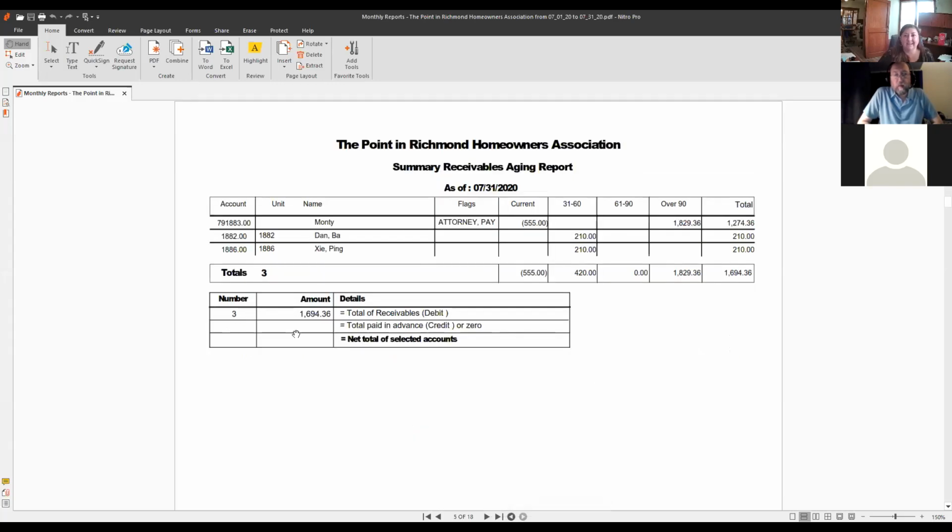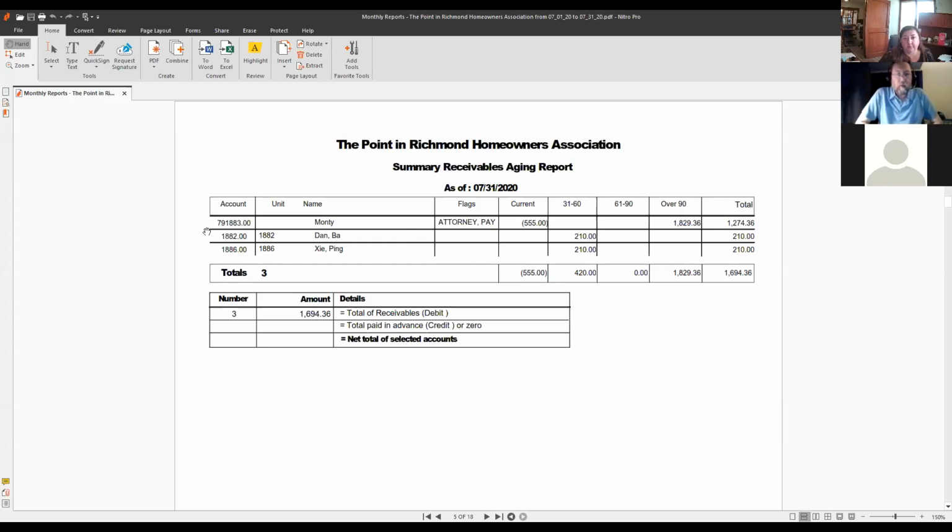Okay, great. So next is going to be your summary receivable report. This is the accounts receivable balance that we looked at on the balance sheet. This will show you who owes the association money, so owners that are delinquent. We luckily only have 2 owners that are delinquent here.